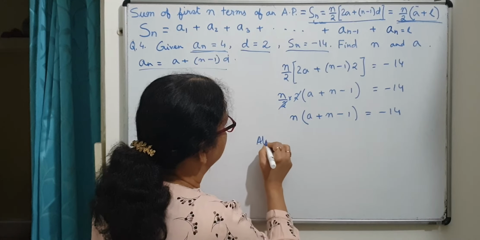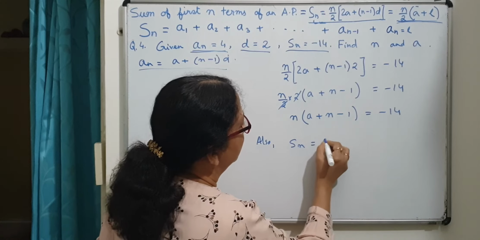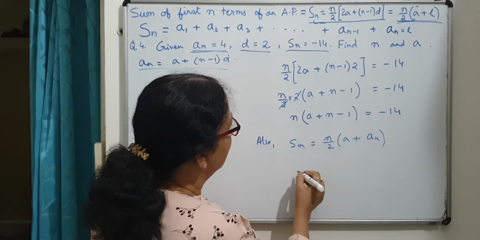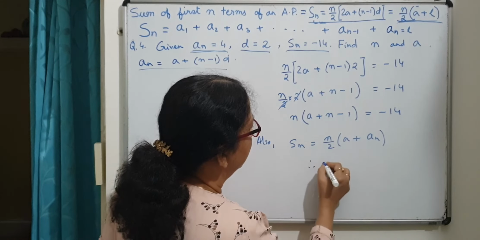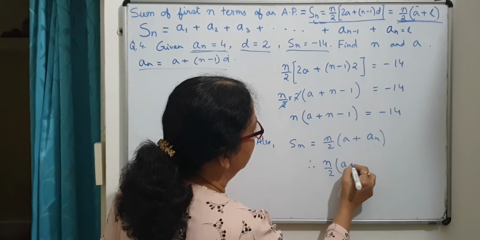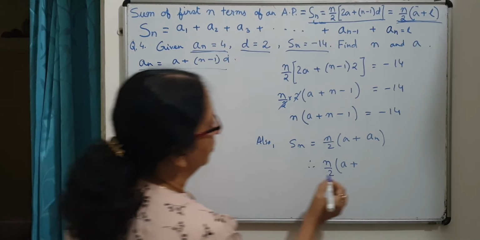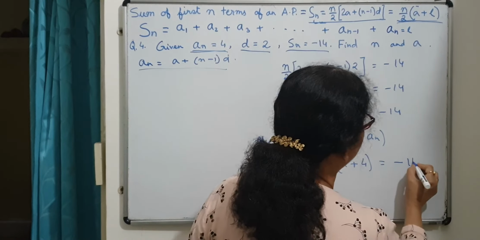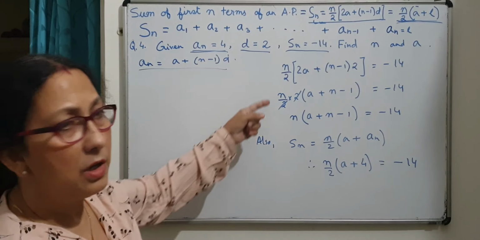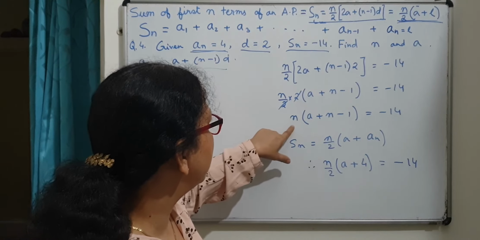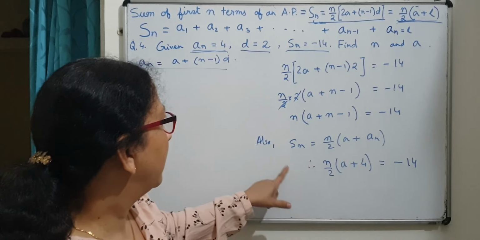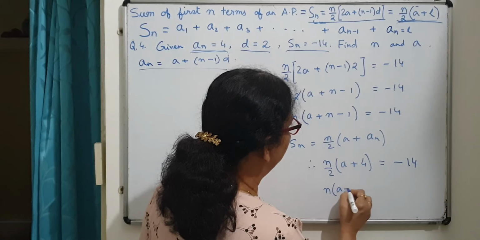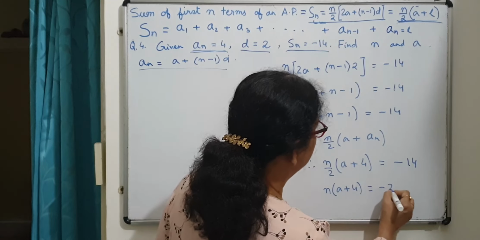We can also write Sn is equal to n by 2 times first term plus last term, where an is the last term. Therefore n by 2 times a plus an, which is 4, equals minus 14. I can use this formula also. Let me see which one is better. If I use this one, then it is n into a plus 4 is equal to minus 28.